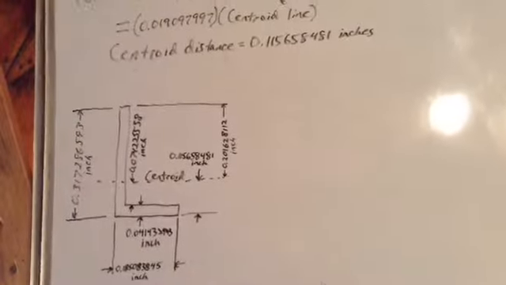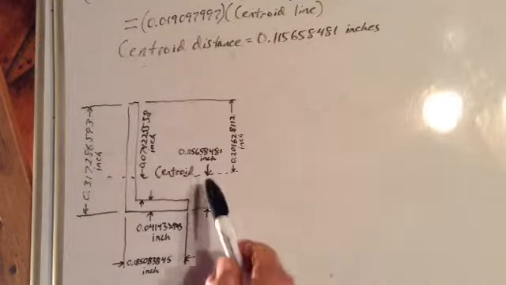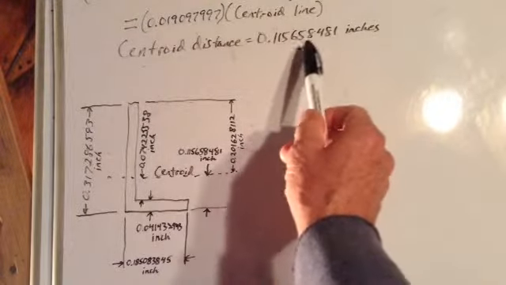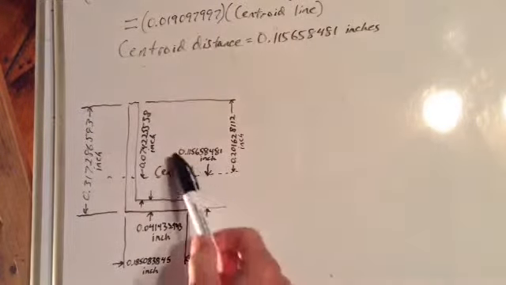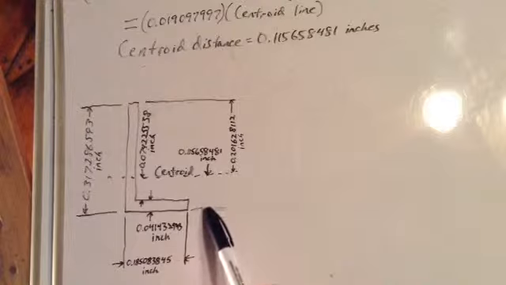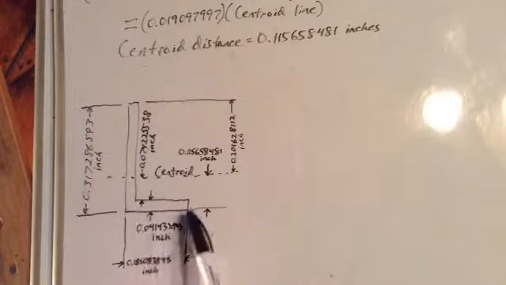So let's go ahead and write that right here. That number there, 0.115658 inches, is that distance between the centroid line and our reference line at the bottom of the L.